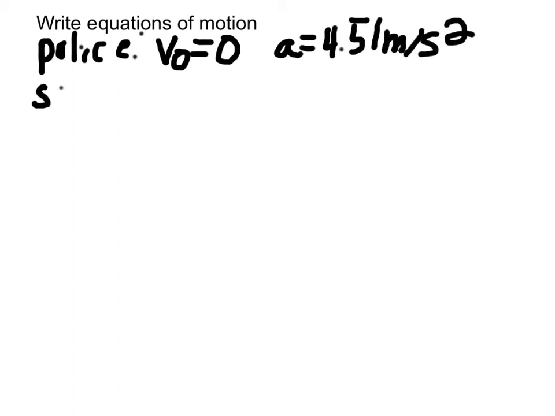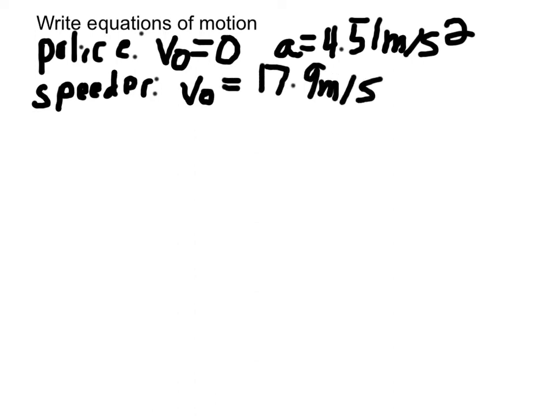We know that for the speeder, initial velocity is 17.9 meters per second, and acceleration is constant at 0.